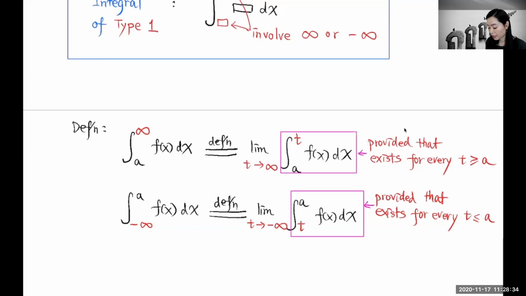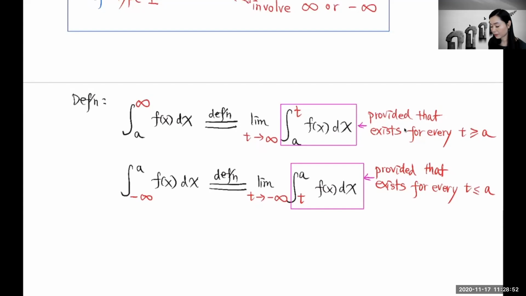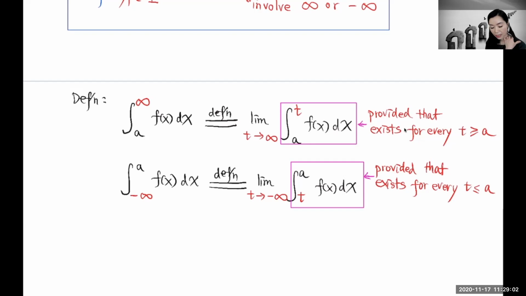Now, we're going to define those improper integrals this way. So we replace the infinity by t. Those will be defined to be the limit of proper integrals. So an improper integral is defined as the limit of proper integrals. Now over here, if the limit here exists, then we call the integral here convergent. If the limit exists, then we say this integral is convergent.